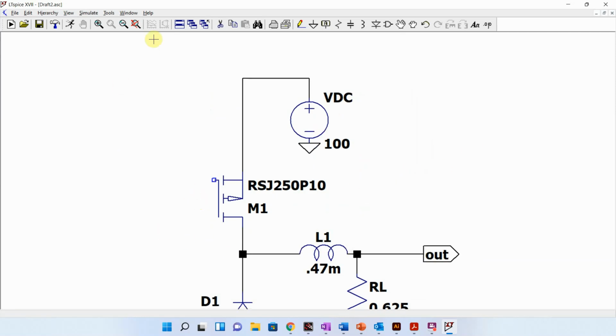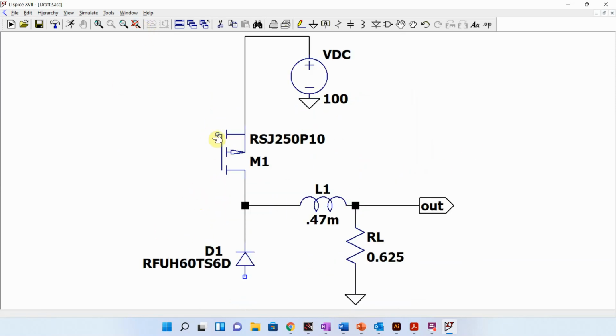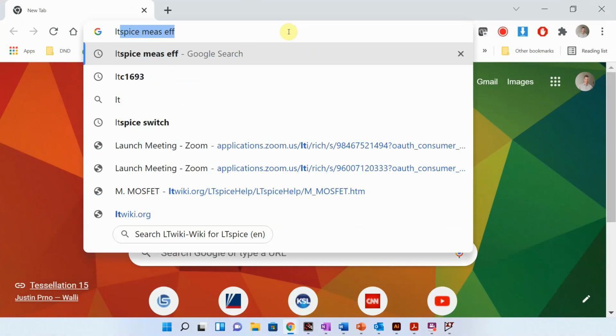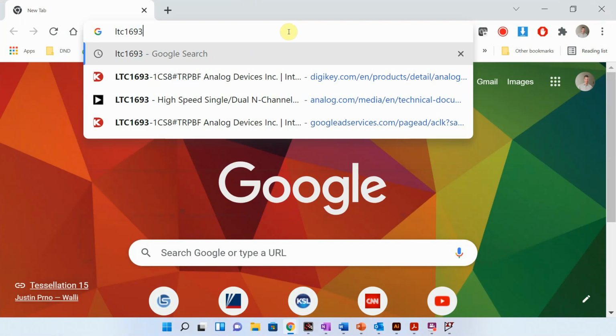Okay, so now we have to be able to switch this. The source is going up and down since we're on the high side, and this is 100 volts, so let's start by looking at our gate driver. The gate driver that we were using was the LTC1693.